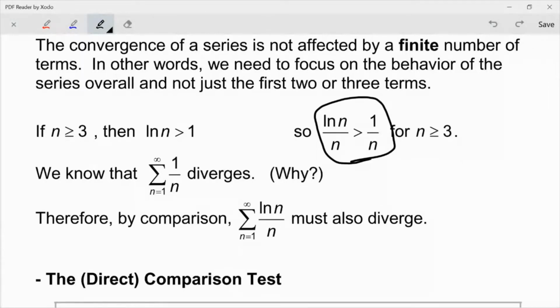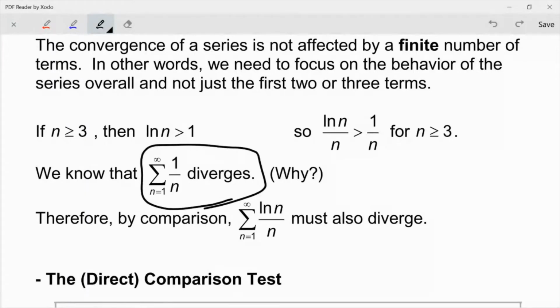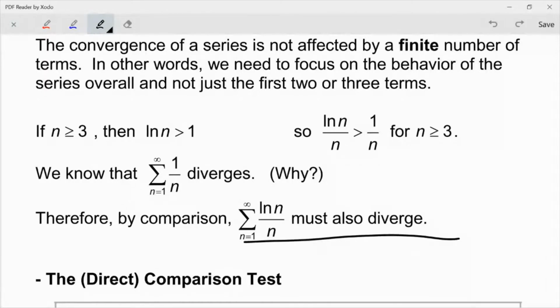So if we think through that, the larger of the two functions is the natural log of n over n. Well, 1 over n is a series that we know, right? That's the harmonic series. We know that one diverges because it's harmonic. We also know by the p-series test or by the integral test, any of those would show that this diverges. So since that one diverges and we know natural log of n over n is a little bit bigger, that means this one also must diverge. Okay, so that is what we call the direct comparison test.